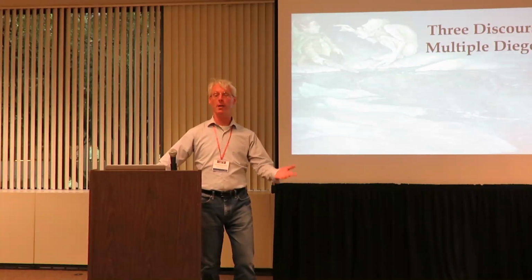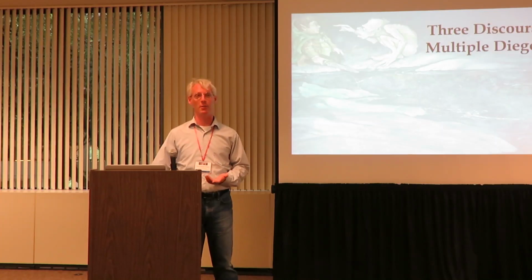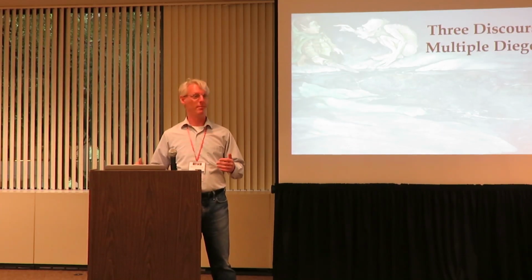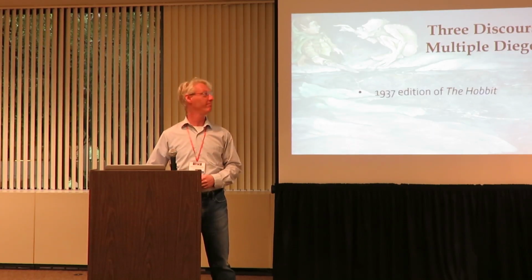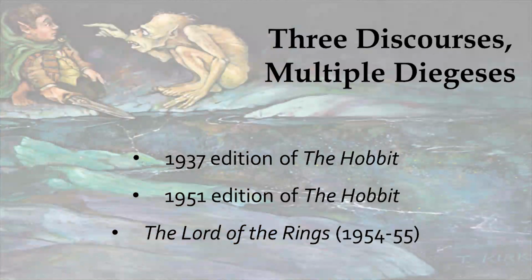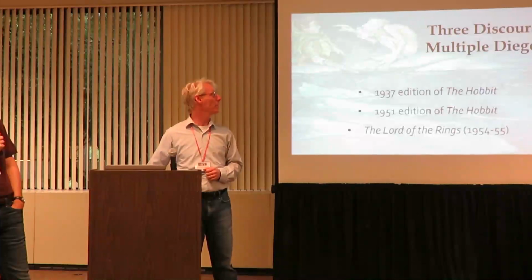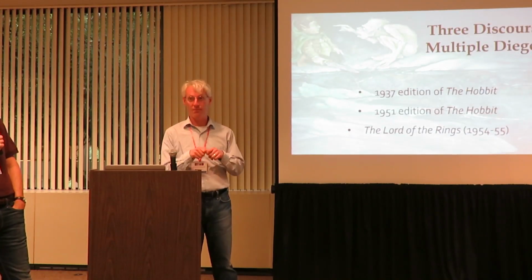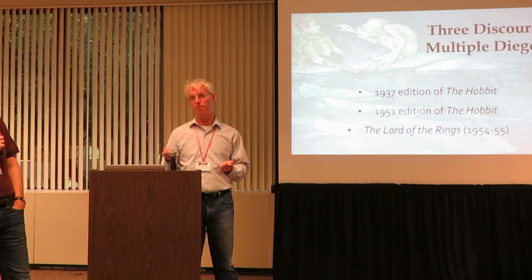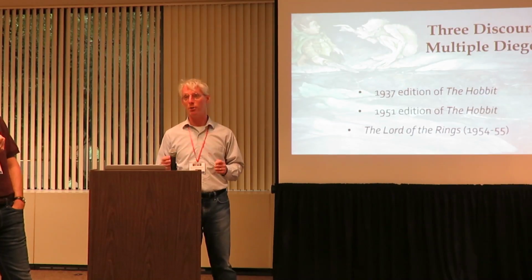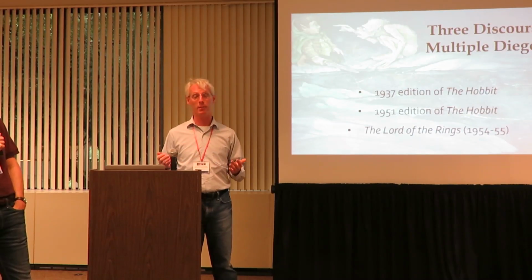All right, so we're going to look at 3 discourses that turn out to be multiple diegeses, and these should all be familiar. First is the first edition of The Hobbit. Second is the second edition of The Hobbit, and we're ending at that point. I know there are several further ones, but life is short, and so is this talk. The third is The Lord of the Rings, and our point is going to be 3 separate physical objects, ink on paper or pixels on the screen, but as it turns out, multiple different stories depending upon how they're read in relation to one another.